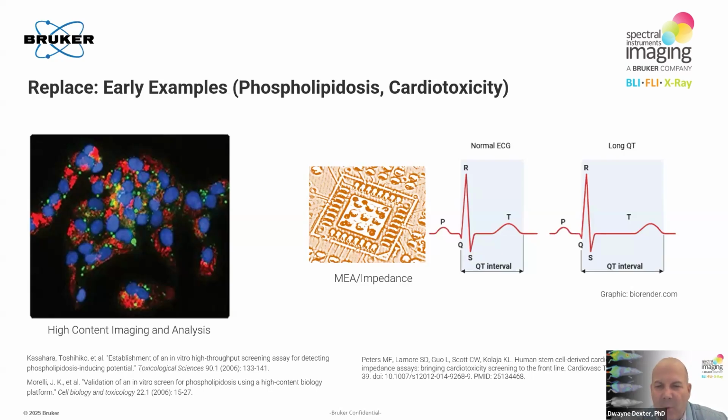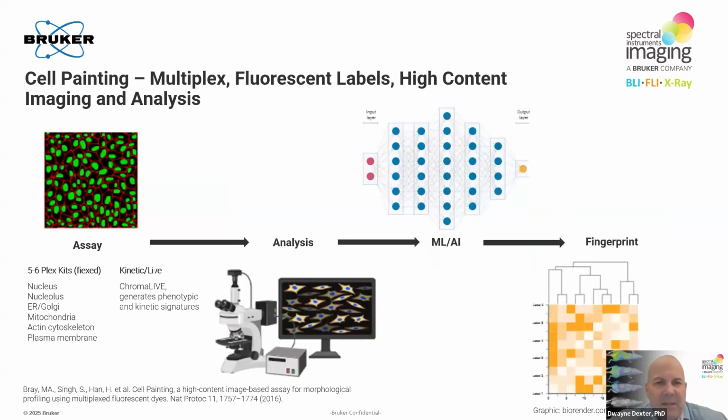A second example, Peters et al. developed a cardiotoxicity assay using MEA or impedance to look for long QT syndrome and some other cardiotoxicity events. So in this case, you're using primary cardiomyocytes or iPSC-derived cardiomyocytes. You can monitor electrical activity across a time frame to see if your compound induces some of these classic cardiotoxicity adverse events.